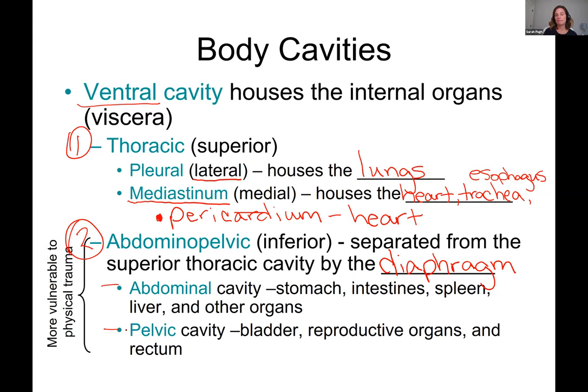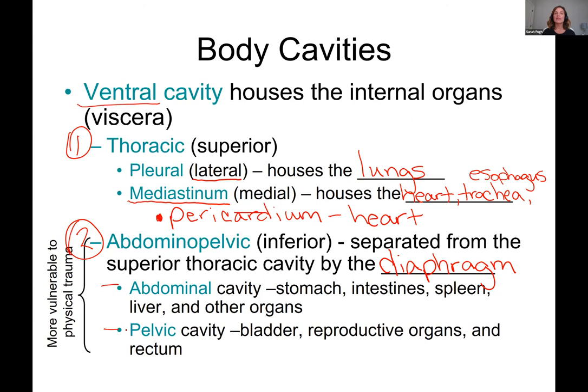And the pelvic cavity is going to house things like the bladder and your reproductive organs. Okay. So together, they're all in the abdominopelvic cavity, but we can get more specific, right, and say abdominal or pelvic. So if I said, what cavity is the bladder in? You could say pelvic or abdominopelvic. But if I said be specific, you would say pelvic. Okay.